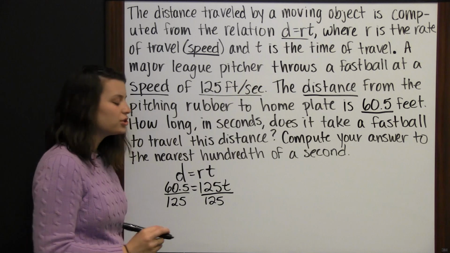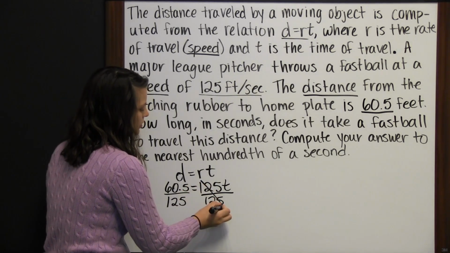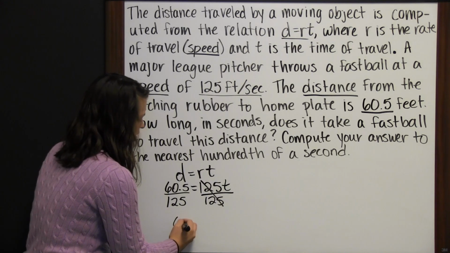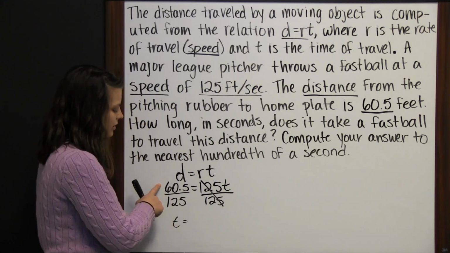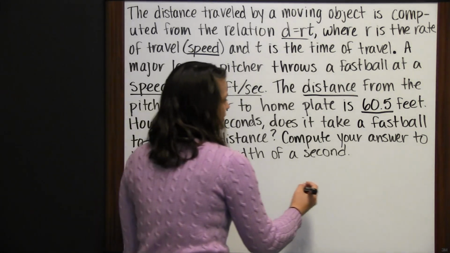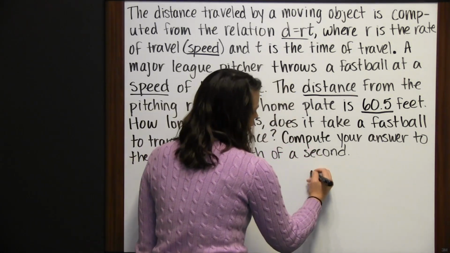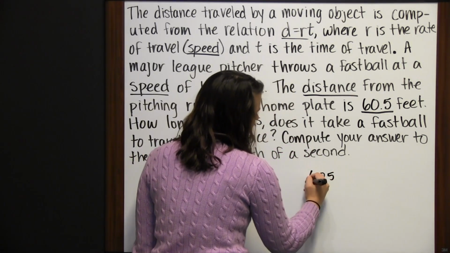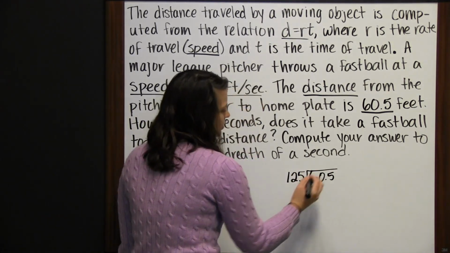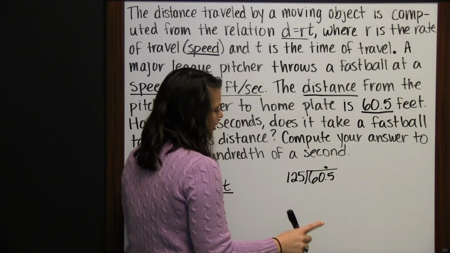125 divided by 125 is 1, times t is t. So to find our answer, we need to divide 60 5/10 by 125. So I'll work it over here. 60 5/10 divided by 125. So that decimal goes right there.